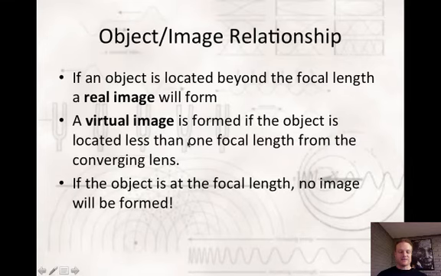So just kind of have that in writing, in words for you guys. We basically went through three examples. If an object is located beyond the focal length, a real image will form. And that was my first example that I did in this lesson. The second example I did was a virtual image, which is formed if the object is located less than one focal length from the converging lens. And then the third example I did was if the object is at the focal point, no image will ever be formed.